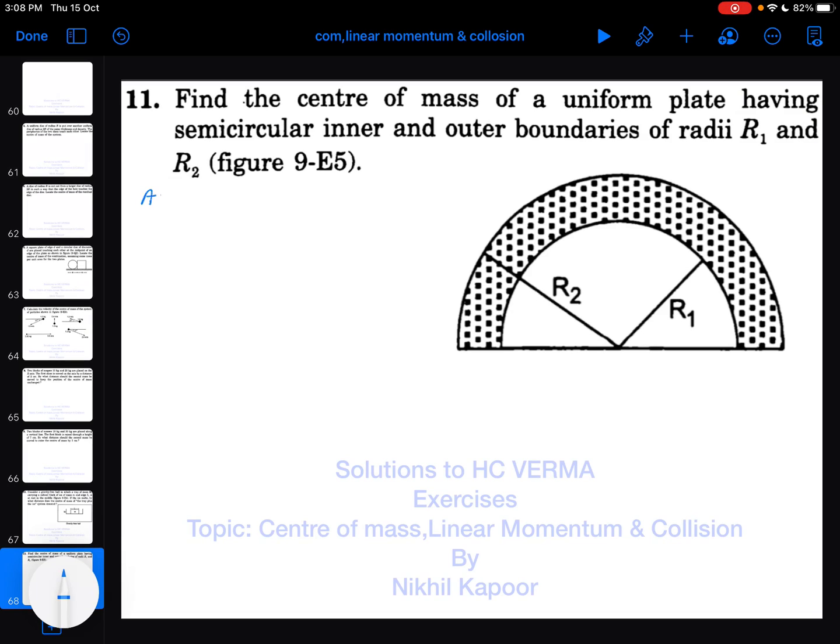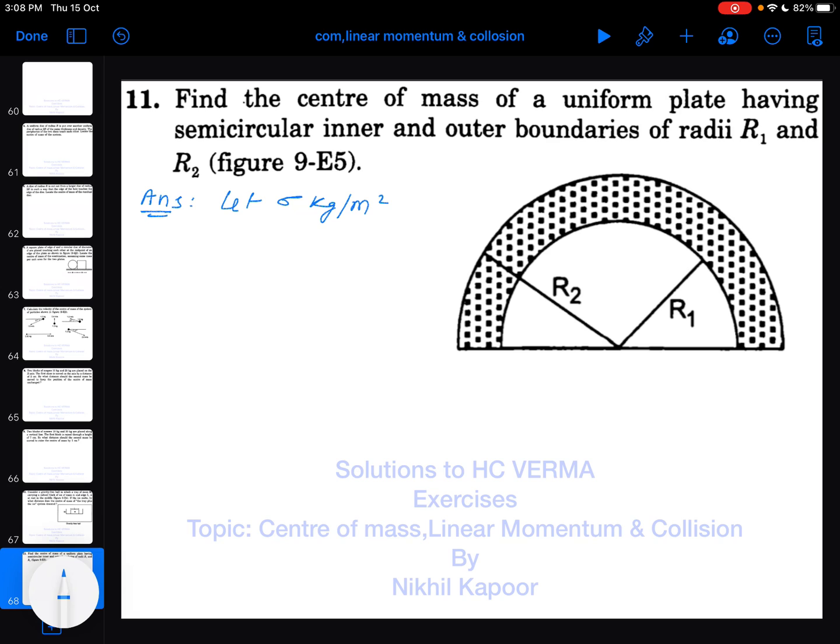So let's start with the 11th question, and it is said here, find the center of mass of a uniform plate having semicircular inner and outer radii R1 and R2. Okay, so it's a plate that is a flat surface. So let the mass density be sigma kg per meter square be the mass of this particular plate.